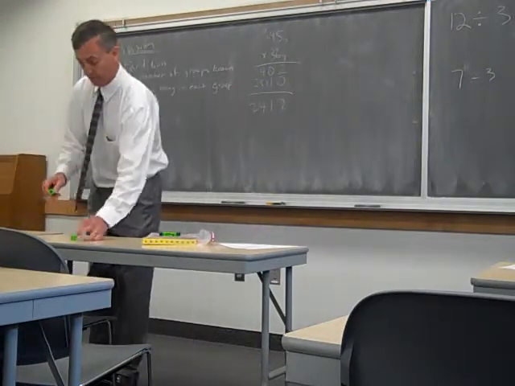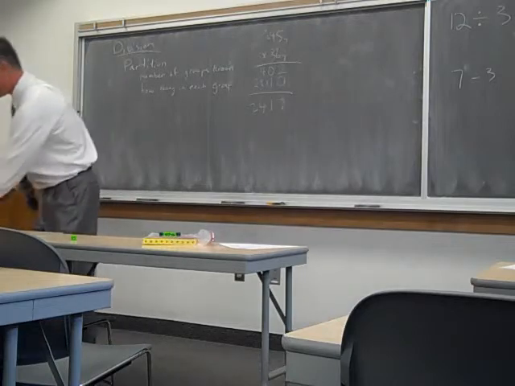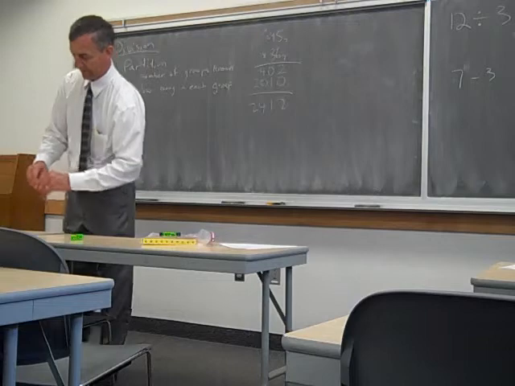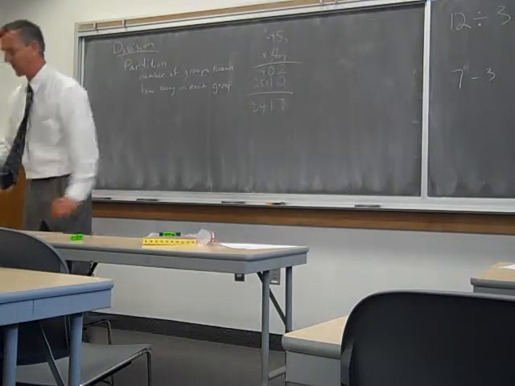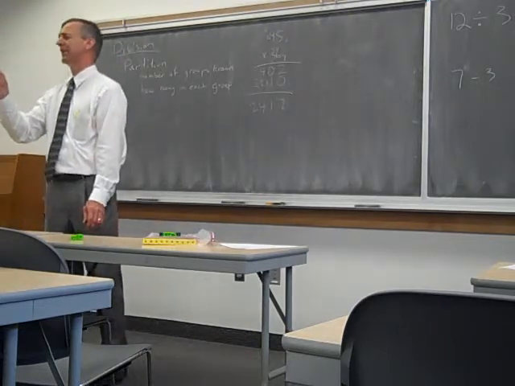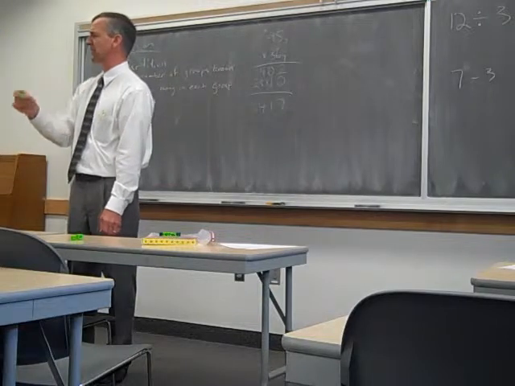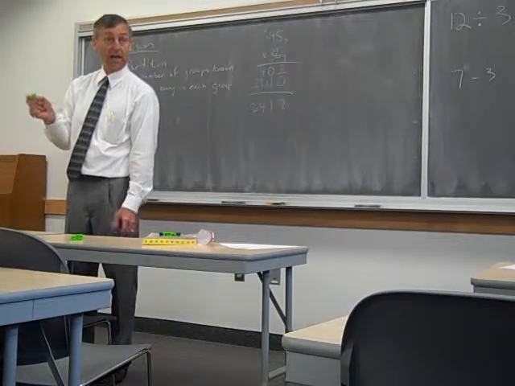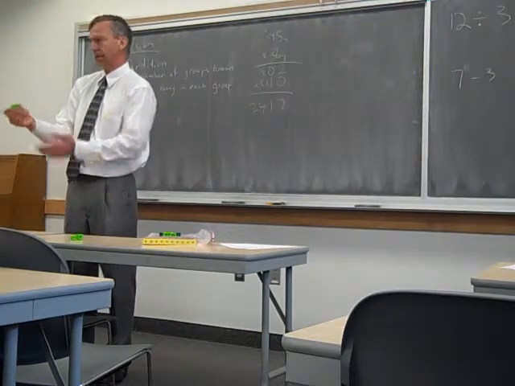I start sharing. 1, 2, 3. Am I done? No. 1, 2, 3. Am I done? No. Then what do I do? I don't have enough to share one with everybody else. So you've got a remainder of 1. I have remainder 1. That's one way to think about it.